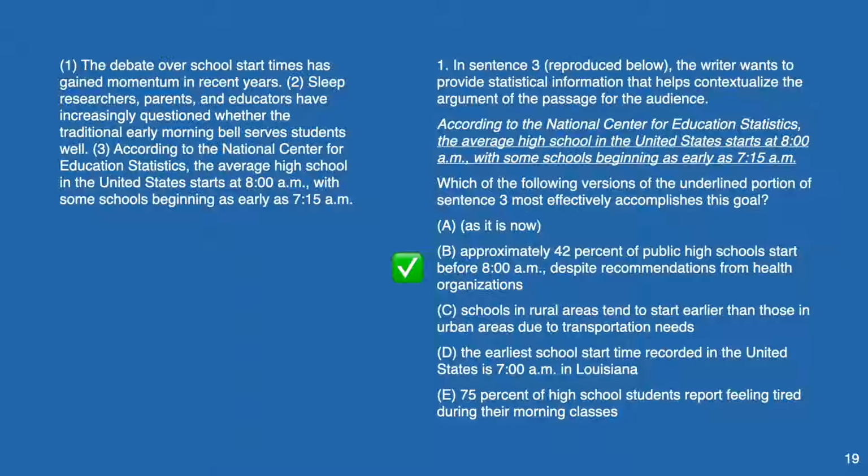Approximately 42% of public high schools start before 8 a.m. despite recommendations from health organizations. It gives us a specific statistic that frames the scope of the problem for the readers. It tells the audience this is not a small issue. Nearly half of high schools start too early. That contextualizes the argument. Okay, that's today's MCQ practice.